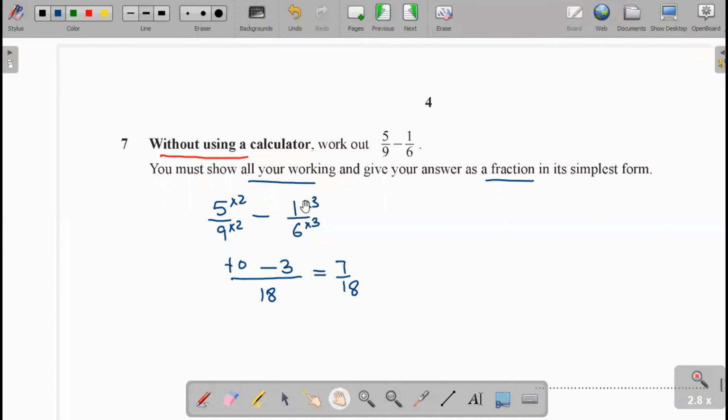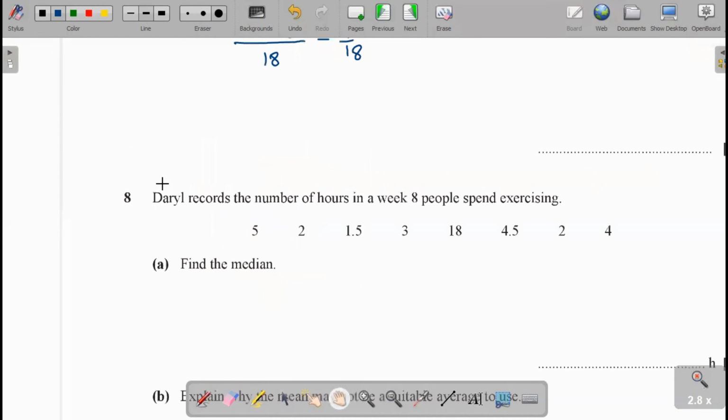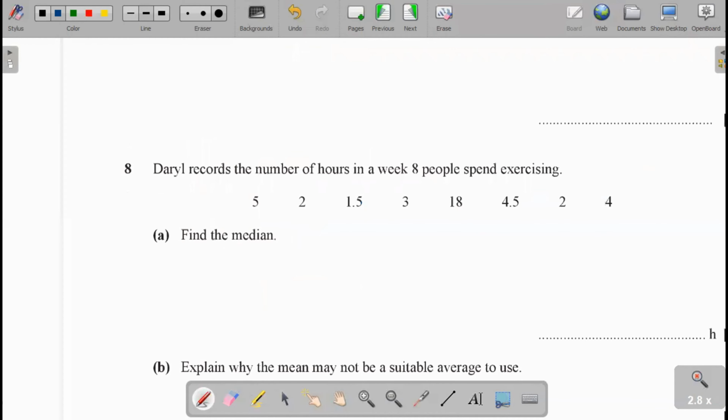Now question number 8. Barry records the number of hours 8 people spent exercising: 5, 2, 1.5, 3, 18, 4.5, 4, and 2. Find the median. First, we rearrange the data. 1.5 is the first value, then 2, 2, 3, 4, 4.5, 5, and then 18.